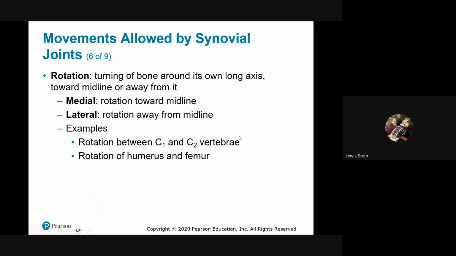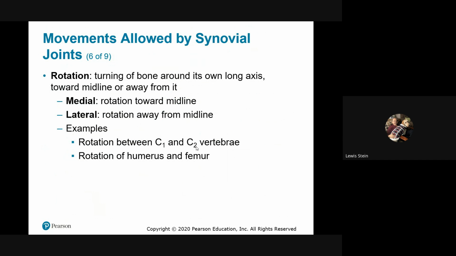And there are only two joints that do that exclusively, called pivoting joints, and you already know what the two of them are. You have C1 and C2. You can see it's a pivoting joint. That's how you turn your head, like this. So you have the atlas and the axis, the atlanto-axial joint.